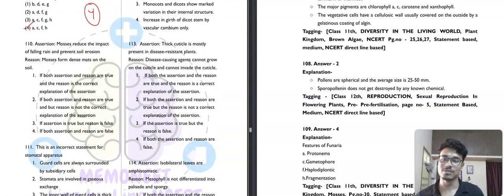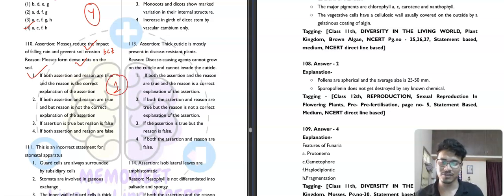Assertion: mosses reduce the impact of falling rain and prevent soil erosion. Reason: mosses form a dense mat on the soil. Do you think this is correct? So the assertion is also correct. The reason is also correct. Now you put a 'because' here. Mosses reduce the impact of falling rain and prevent soil erosion. Why? Because mosses form a dense mat on the soil. So both assertion and reason are true, and the reason correctly explains the assertion. So the first option will be your correct answer for this question.